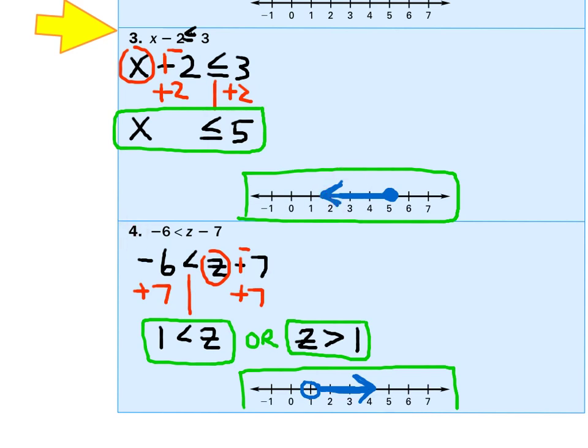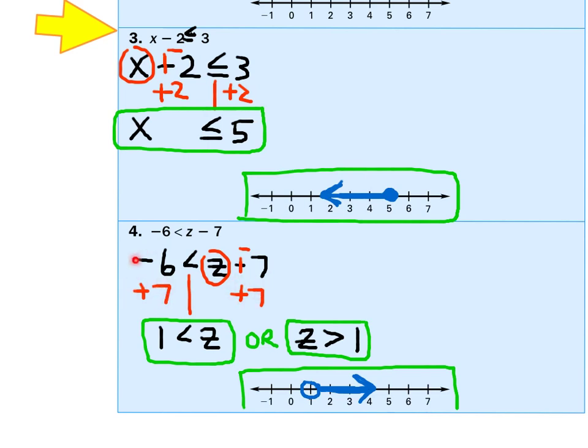Take a look at number 4. They gave us -6 is less than z minus 7. So I copied exactly what they gave me. Grab your red, circle the variable, bring the wall down. And with the -7, with your red, you want to add a line and change the sign. So now, look at what's touching the circle, adding -7. Well, you know how to destroy adding a -7. You're going to add a +7 on both sides of the wall.